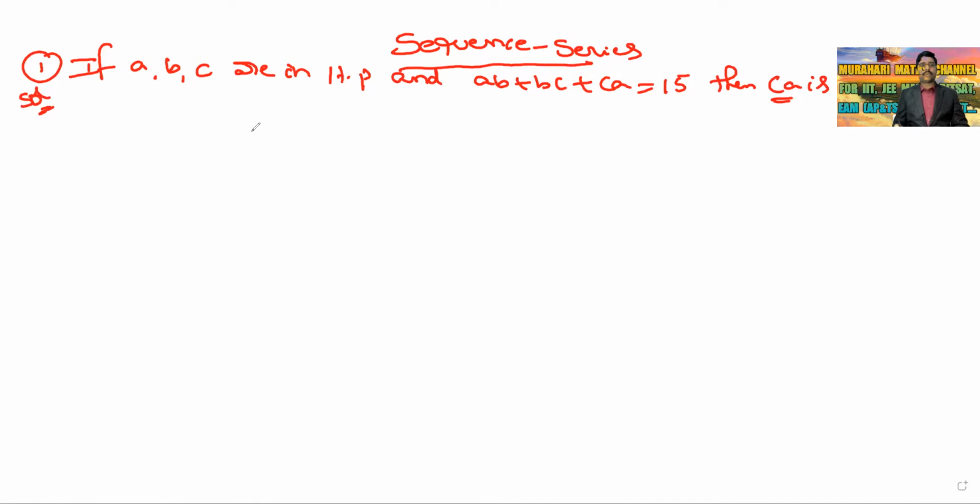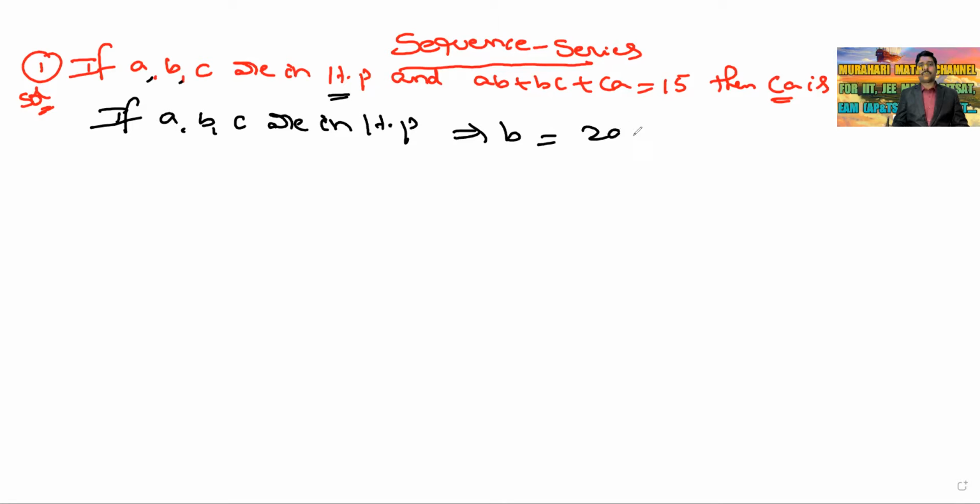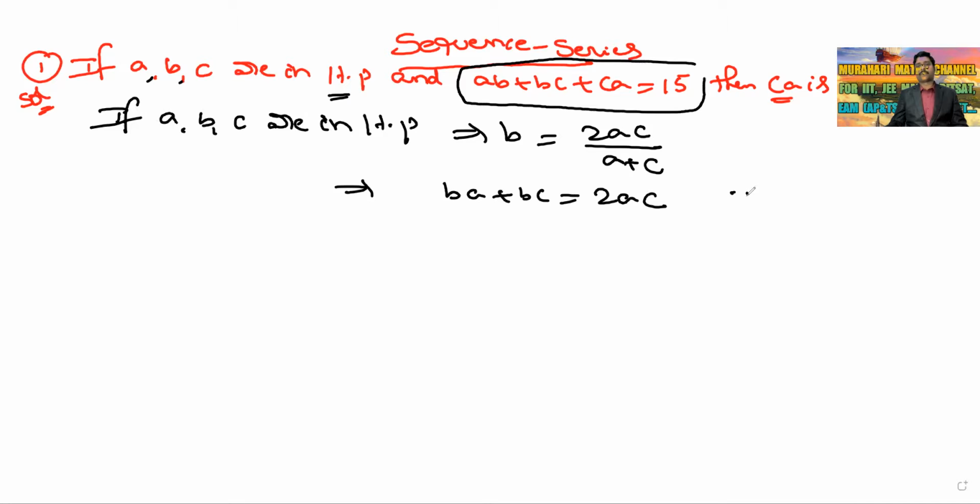Okay. So what is given? A, B, C, three numbers are in harmonic progression. If A, B, C are in harmonic progression, then B is equal to 2AC by A plus C. Okay. Let us do cross product. BA plus BC equal to 2AC. But what is given? AB plus BC plus CA value given. Given AB plus BC plus CA is equal to 15.